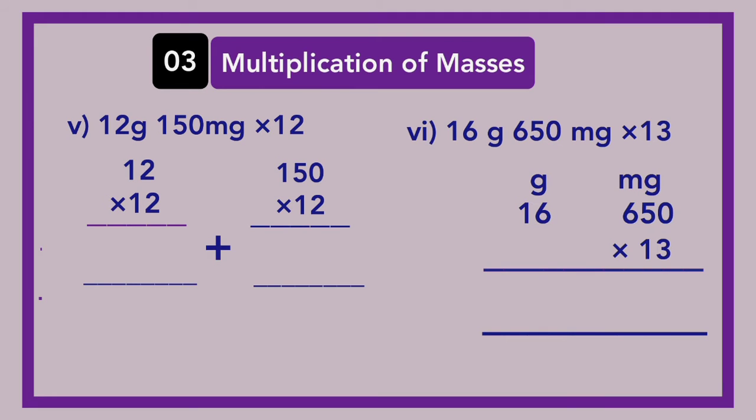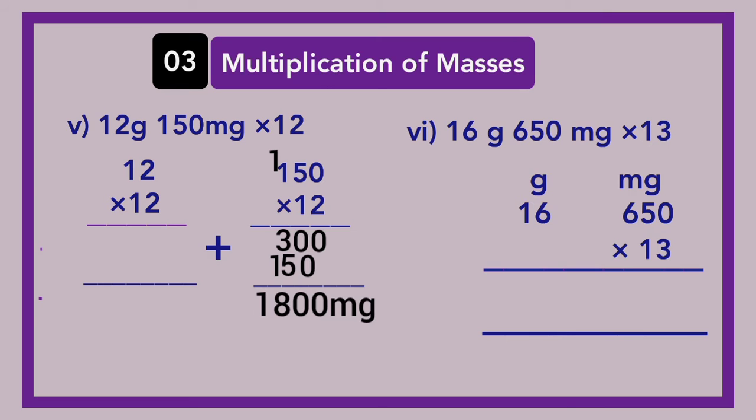Here 12 grams 150 milligrams multiplied by 12. So we are going to do this in a different method. We are going to multiply grams separately and milligrams separately. So first we'll multiply 150 milligram from 12. So 2 times 0 is 0. 2 times 5 is 10. 0 down and 1 goes up. 2 times 1 is 2. 2 plus 1 is 3. 1 times 0 is 0. 1 times 5 is 5. And 1 times 1 is 1. Now we have to add them. So once you add them, you get 1800 milligrams.